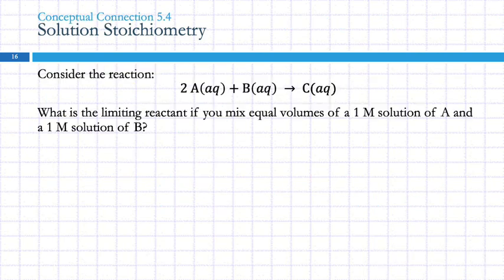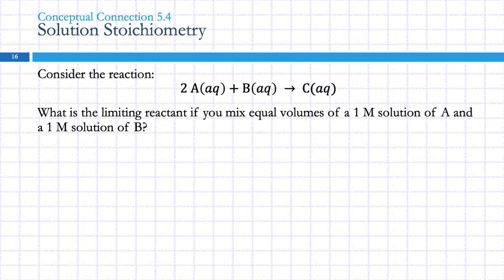1.4. There's another one. Consider the reaction 2A plus B makes C. What's the limiting reactant if you mix equal volumes of a 1 molar solution of A and a 1 molar solution of B? Well, if the concentrations are the same and the volumes are the same, they don't tell us what the volumes are. They just tell us that they're the same. What can we say about the number of moles of A and B that are being put into this reaction vessel?